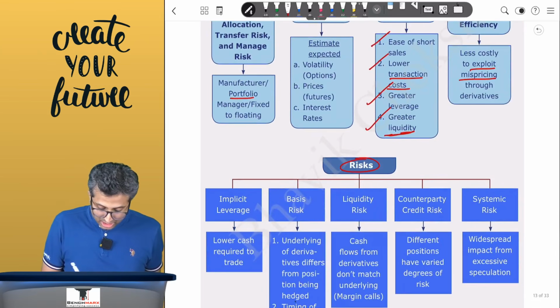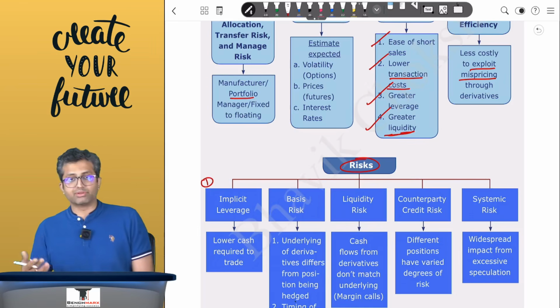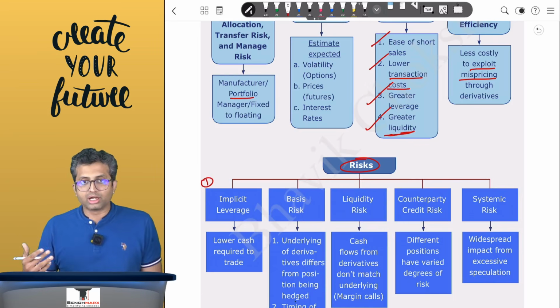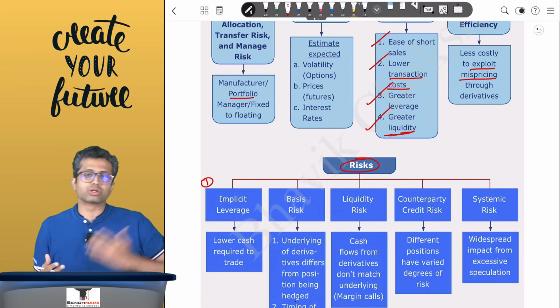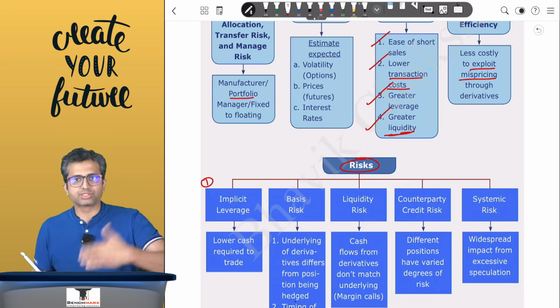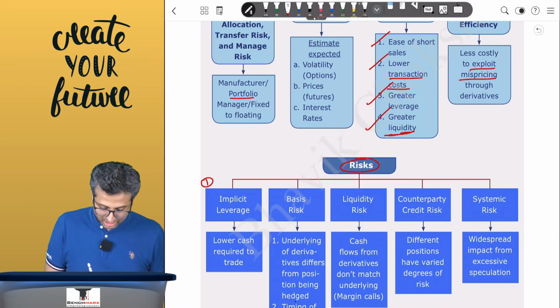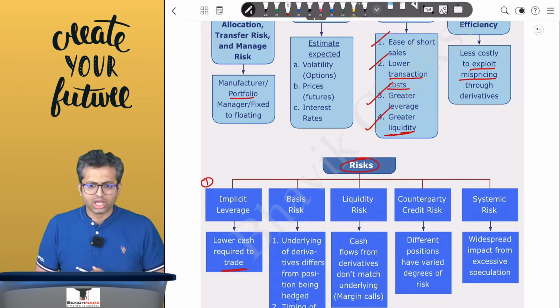Now the risks in case of derivatives. Leverage is a good thing in terms of it helps you take a better position, but leverage is good as long as it works in your favor. However, if the prices go against you, then those higher leverages can bring you down very easily, and hence this is a much bigger risk.